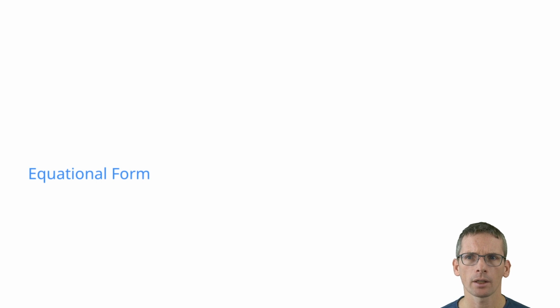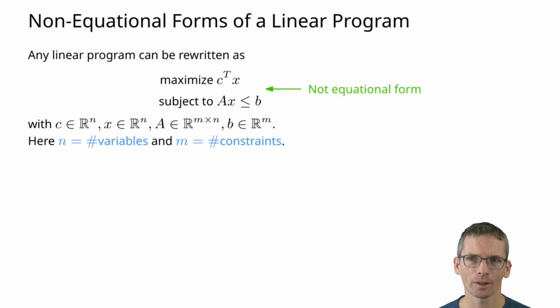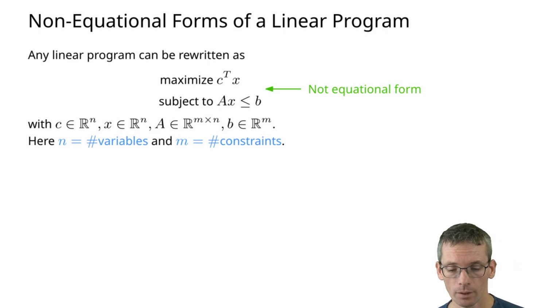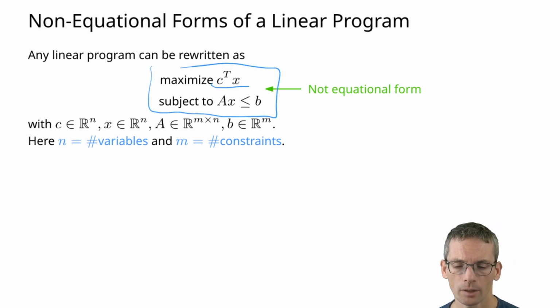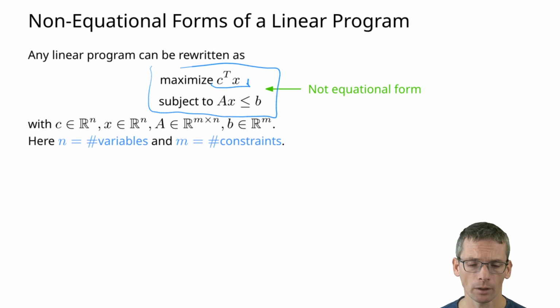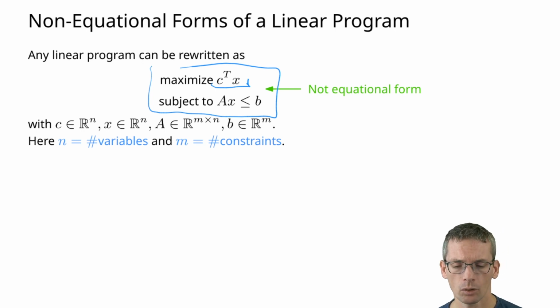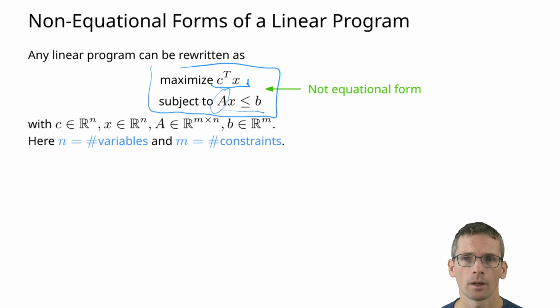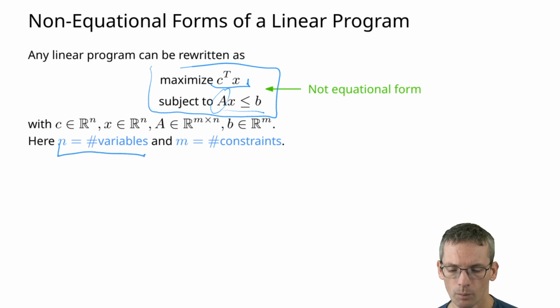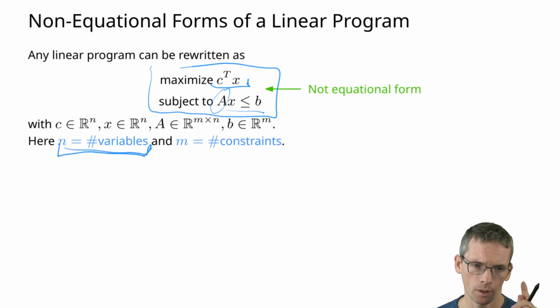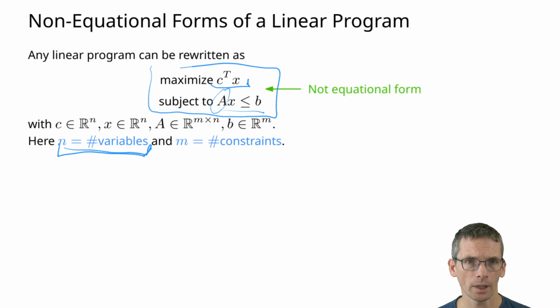Now let's take a look at the equational form for linear programs. And before doing so, let's first look at some non-equational forms once more. We already know that any linear program can be written in this form here, where we are maximizing our objective function, and we're now using vector and matrix notation. So we have c transposed x, subject to Ax smaller or equal b. So A is an m times n matrix, b an m-dimensional vector. And what will be important to remember in the following: n is always the number of variables, m is always the number of constraints.